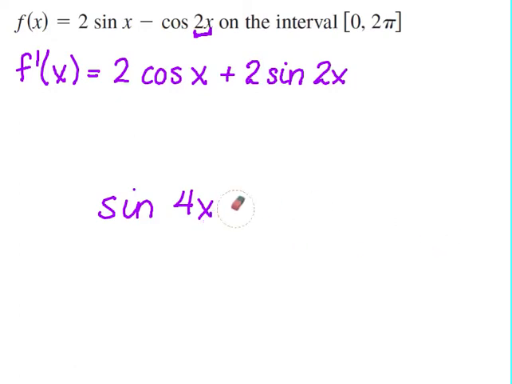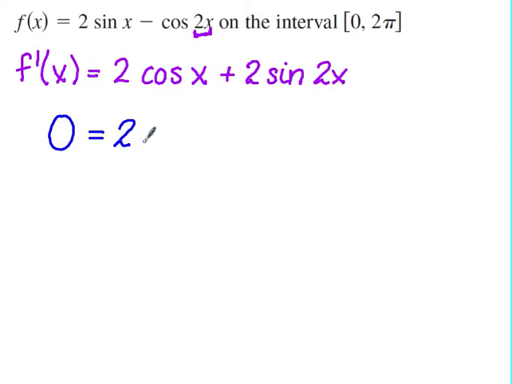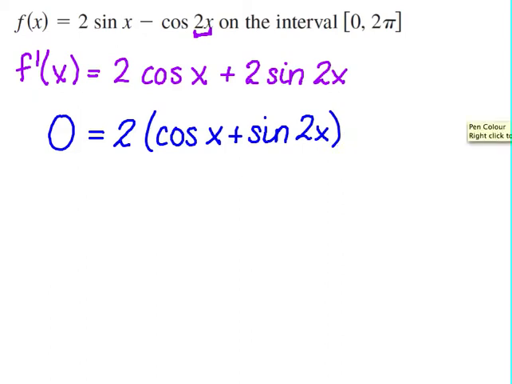Now, in order to find our critical numbers, we need to set that first derivative equal to 0. So I can go ahead and factor out a 2, in which case I get cosine x plus sine of 2x. You can't take out the 2x. If you divide both sides by 2, you're still stuck right here.